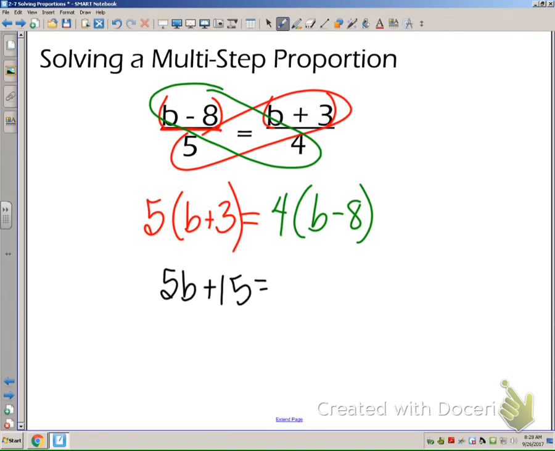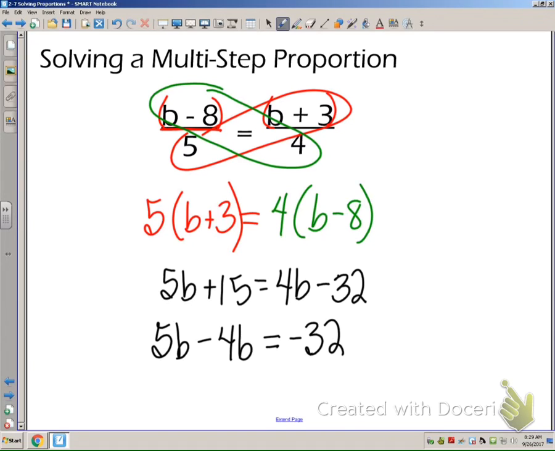4 times a positive b is positive 4b, and 4 times a negative 8 is a negative 32. So now we can move things to the correct side. Move the 4b across, change it to a negative to get rid of it. I've got negative 32 staying there, but this 15 is going to move over, so I'm going to change it to a minus 15. So I've got b, that's nice, I'm not going to have to divide, equals double negatives.